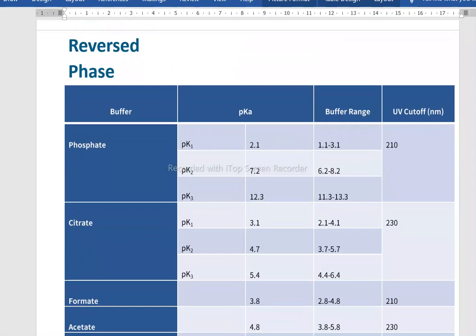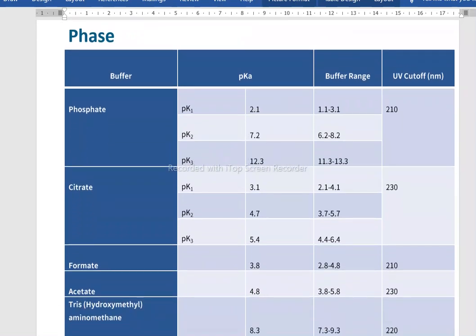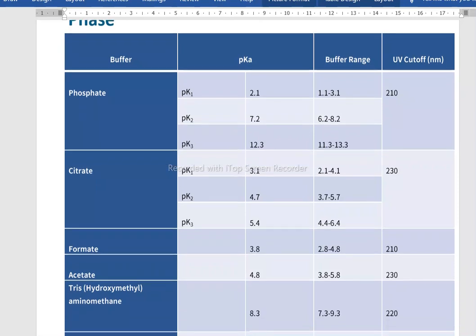Like the phosphate buffer, citrate buffer also has 3 pKa values, that is 3.1, 4.7, 5.4. Previously I stated that a buffer works well within 1 pH unit below or above its pK value. That is, if you choose the citrate buffer and its pK is 3.1, it works well within the range of 2.1 to 4.1 pH.